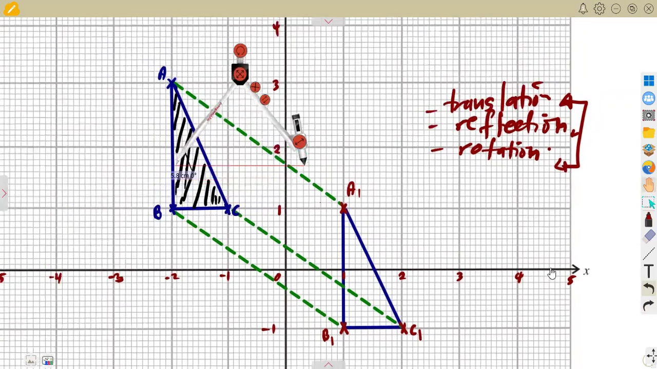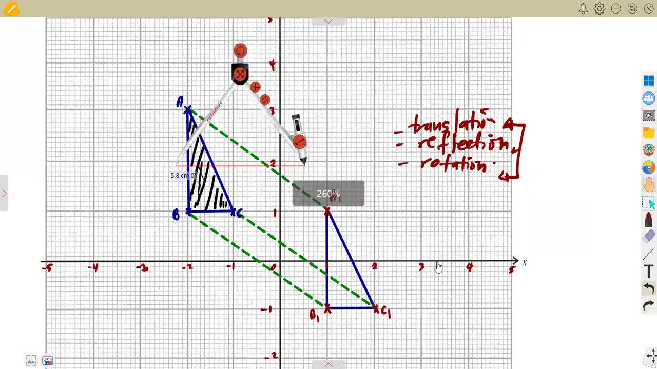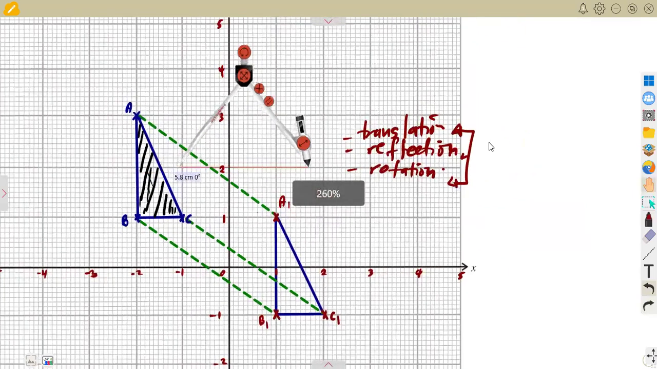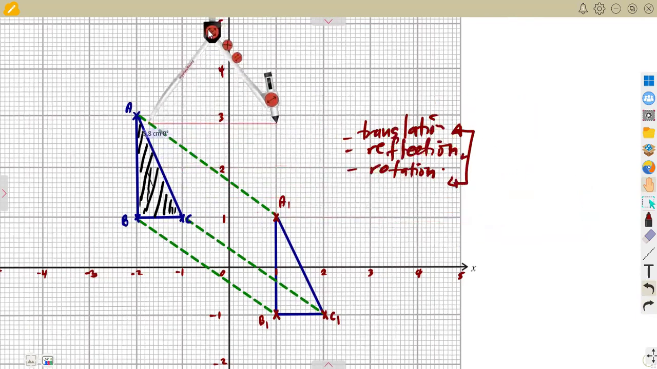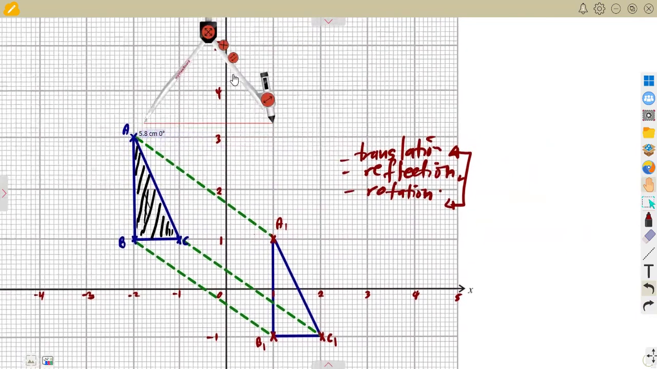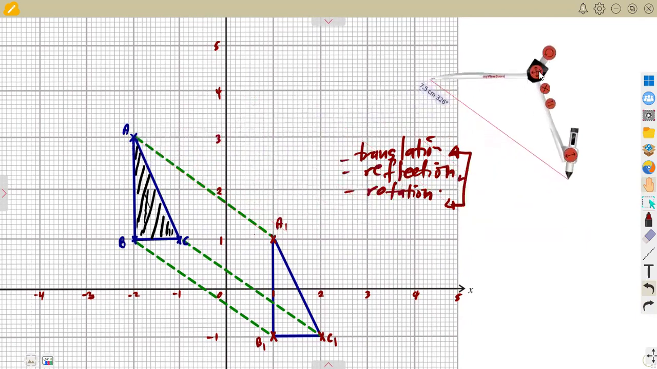Let me just shift a little bit like this. This is what you do. You place the needle point of your compass at A, like this. Then you take it to the point A1, like this. This is A to A1. Are you seeing it? This part here, from here to here, represents A to A1.